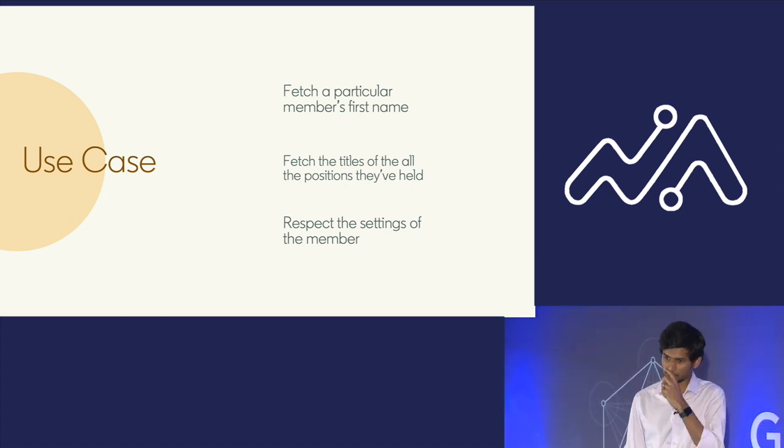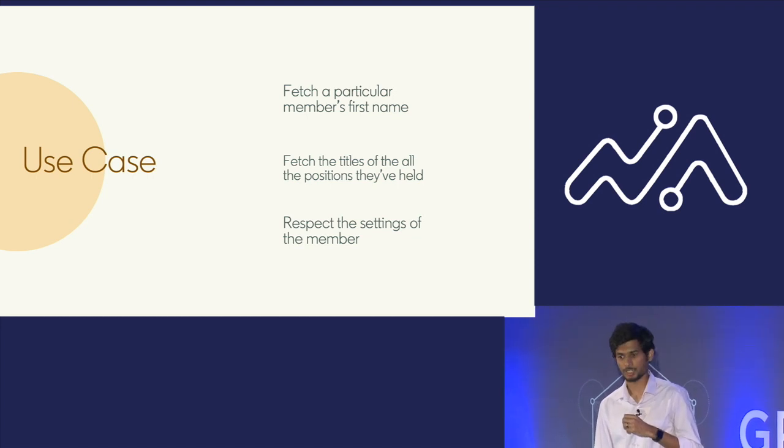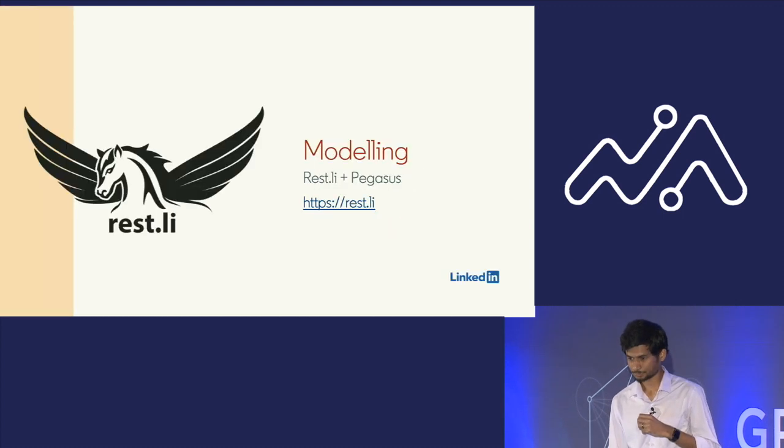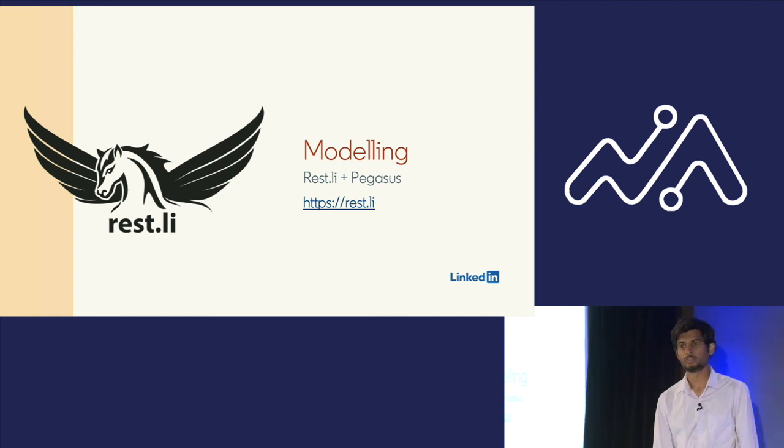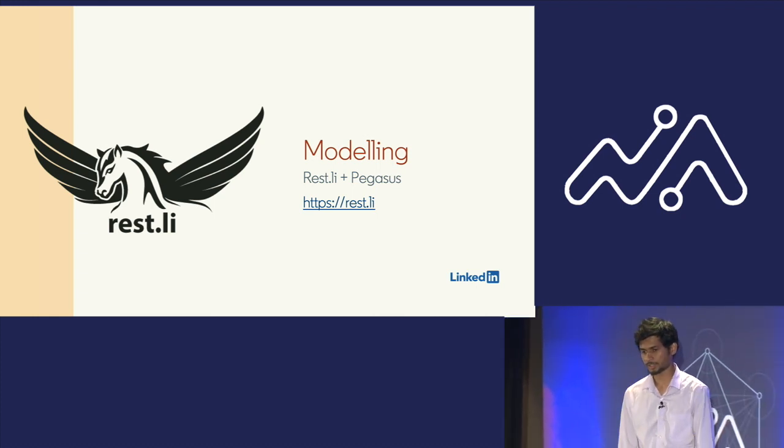It's a simple enough use case. We want to fetch a particular member's first name. We want to fetch all the positions they've held, the titles of the positions they've held. And we want to respect the settings of the member. So before we start writing queries, let's look a bit more at how we model our GraphQL types. That's when we can start writing queries.